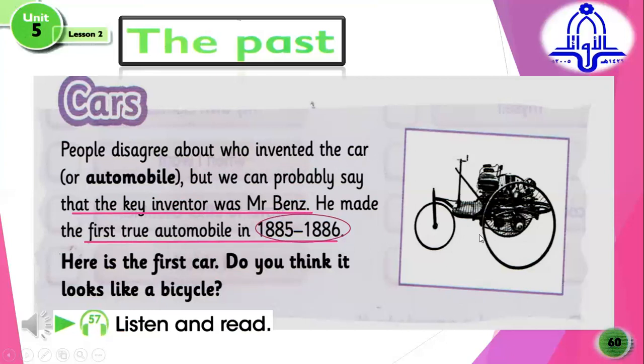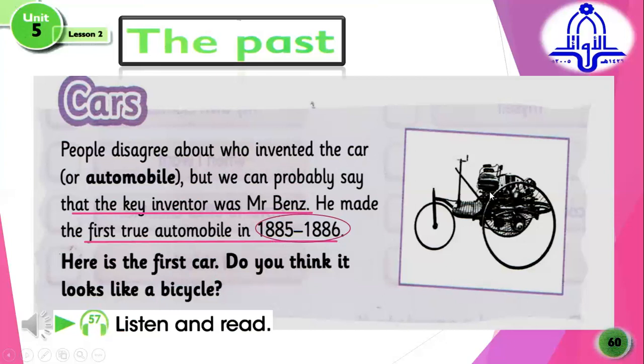This is a picture of the first true automobile. The first true automobile, true meaning real, was made in 1885 to 1886. So Mr. Benz was able to make the first real car between 1885 and 1886. And we want to read the years. We say 1885 to 1886. Here in the picture is the first car.